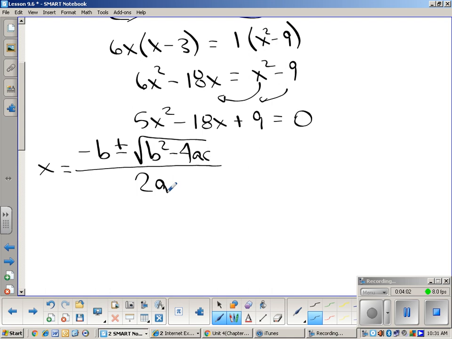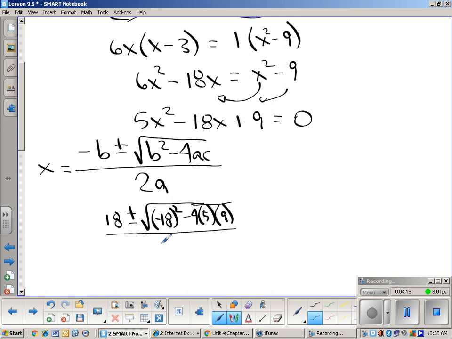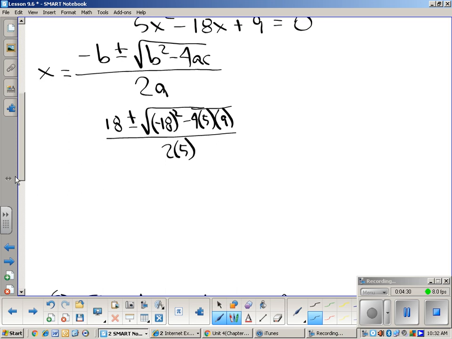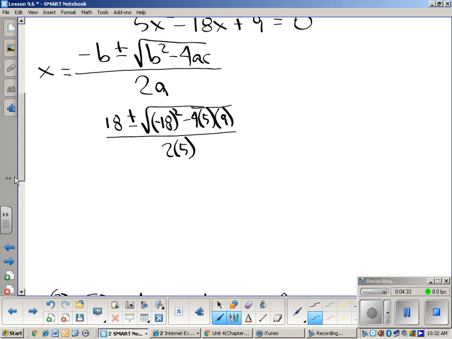And so b is negative 18, so the opposite of negative 18 is 18 plus or minus the square root of negative 18 squared minus 4 times 5 times 9, over 2 times 5. Some of you probably are really good at this and you're solving as you're going. Oh, good, I do have a second example. I was going to find one if I didn't, because we needed to throw that in there. And so, now if we simplify, is 18 squared 324? Yes.